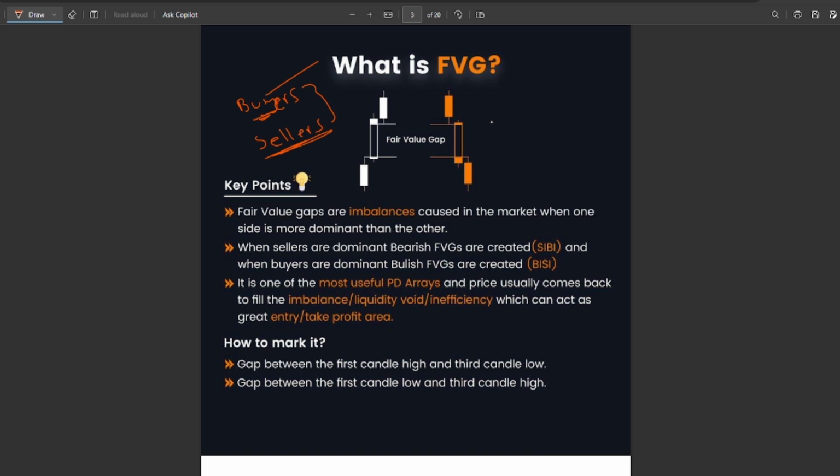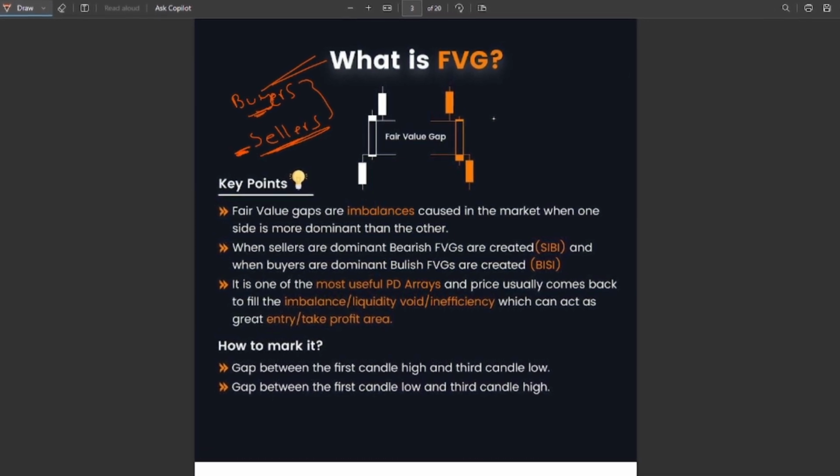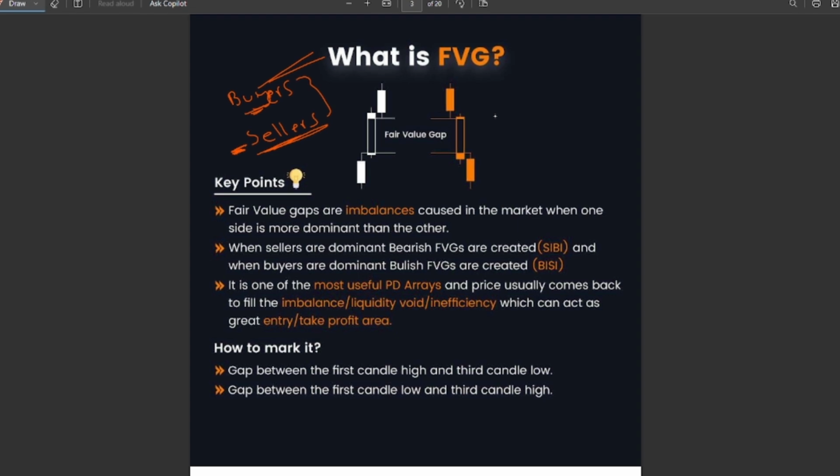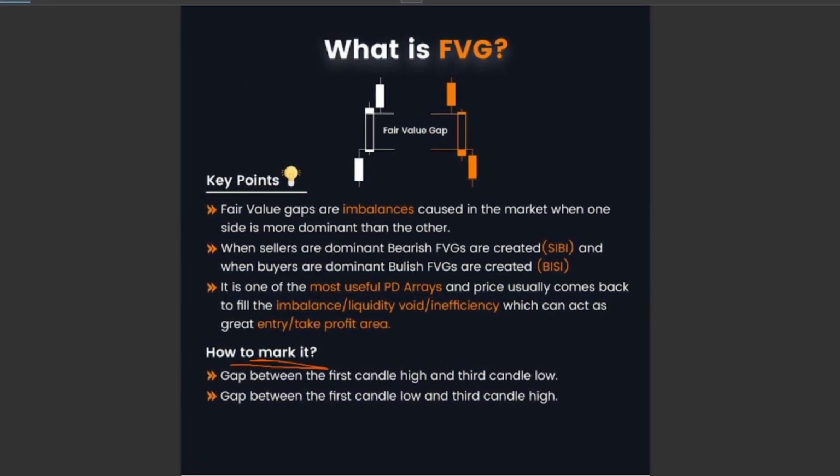If at any given point one of these gets more dominant than the other, for example, if buyers get more dominant than sellers, then a bullish fair value gap will be created. However, if sellers get more dominant than buyers, then a bearish fair value gap will be created. Now let's come to how we mark these fair value gaps.